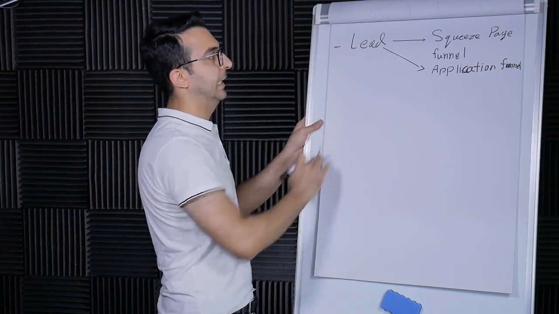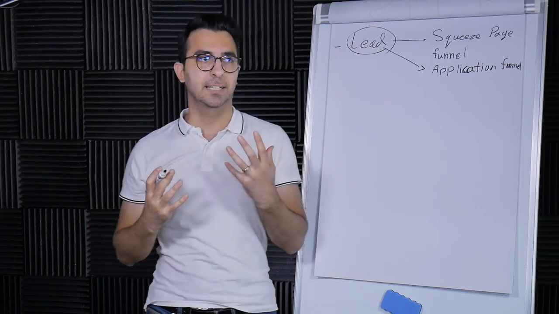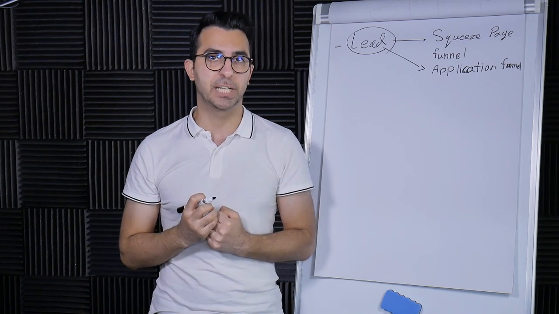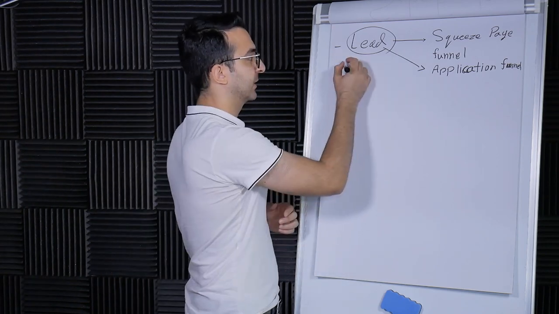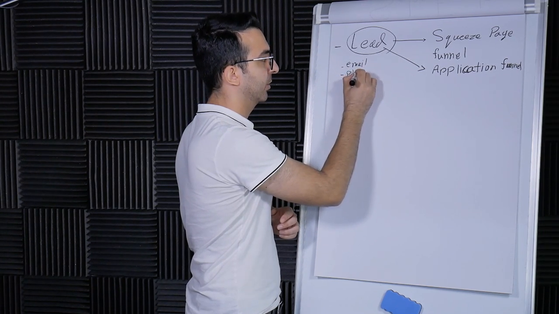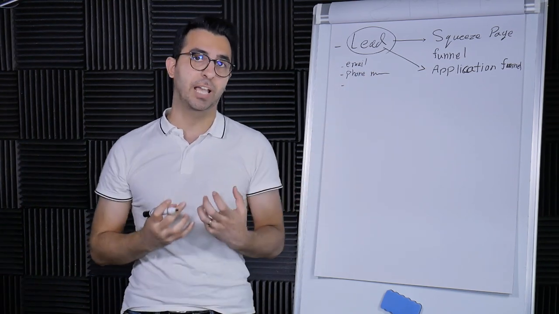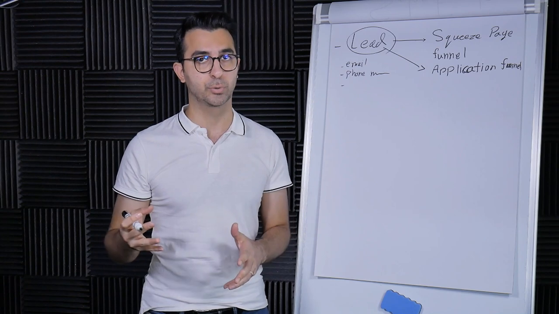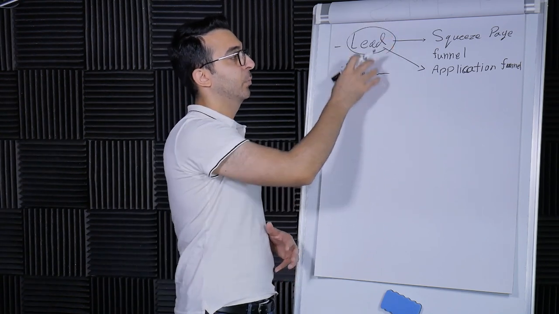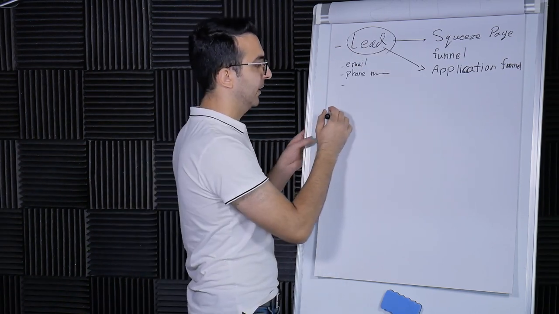Okay, this is lead. Let me just explain quickly what lead is. It's for a time that you don't want to sell a product, but you want to capture information. As I mentioned, it can be, for example, an email. It can be a phone number, and so on, or other information which is valuable for your business, and later you're going to use it. So when you want to capture one of this information, you must use lead funnels. Let's go for the next one.